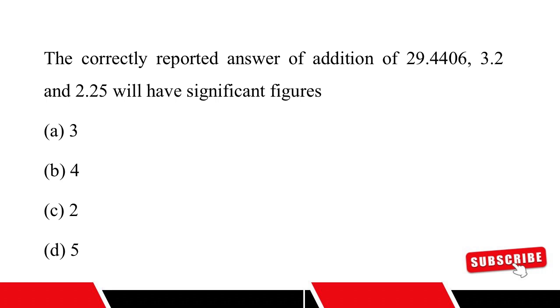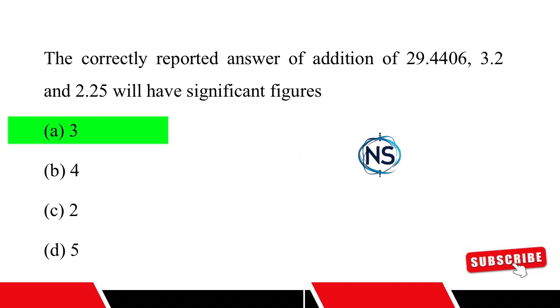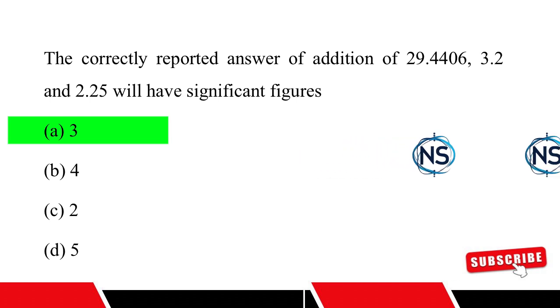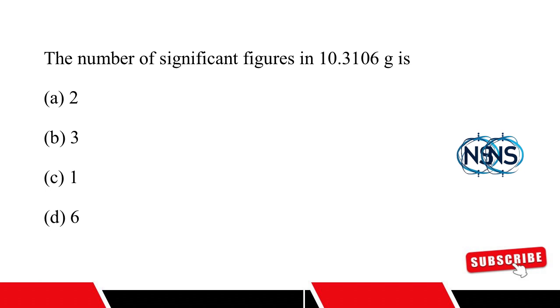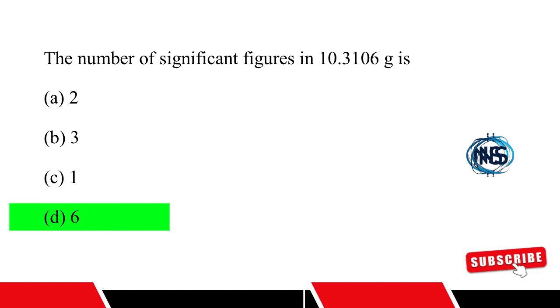The correctly reported answer of the addition of 90.004, 3.2 and 2.25 will have significant figures. The correct answer is A. The number of significant figures in 10.3106 gram is equal to. The correct option is 6.